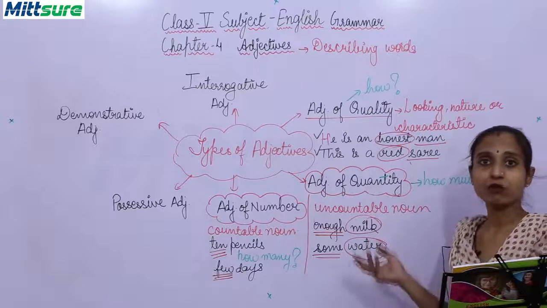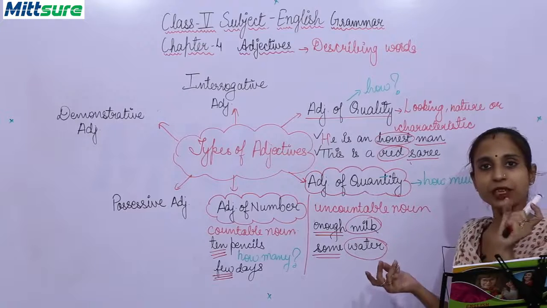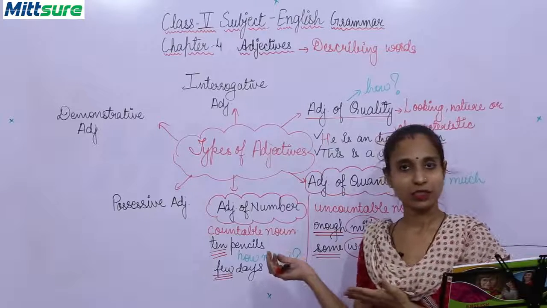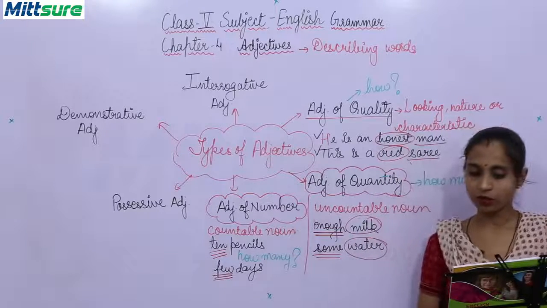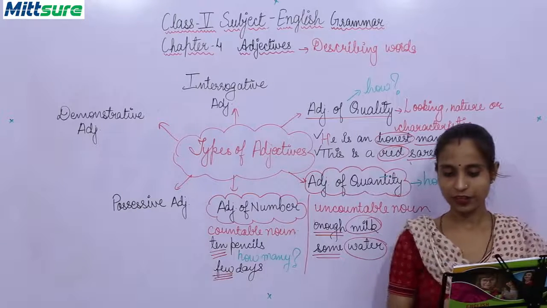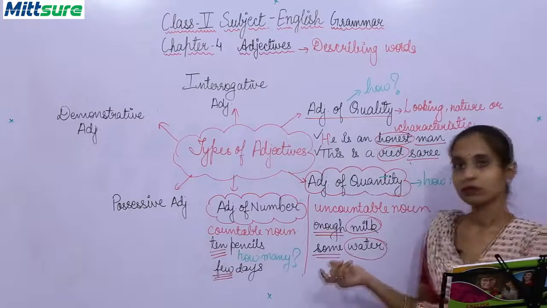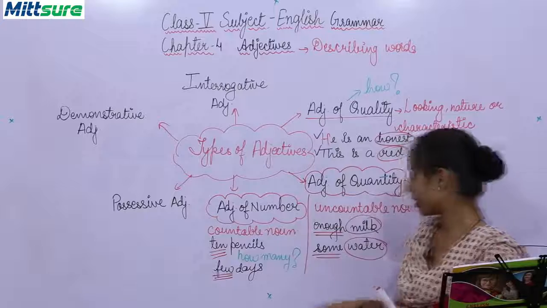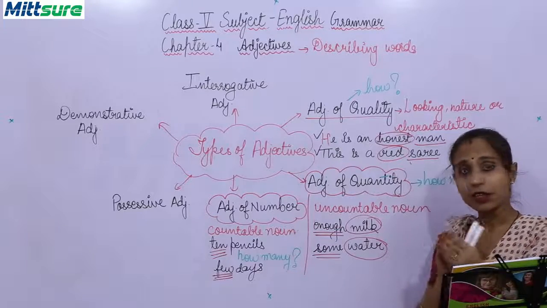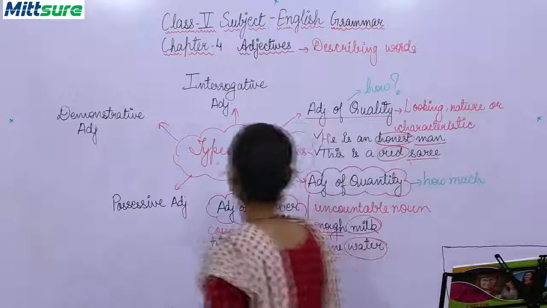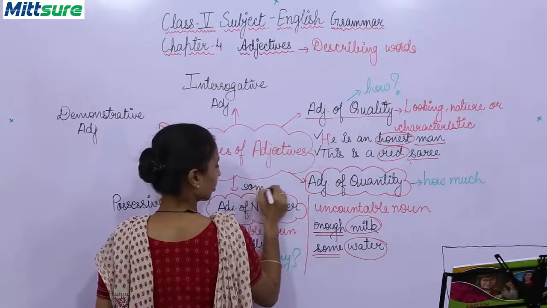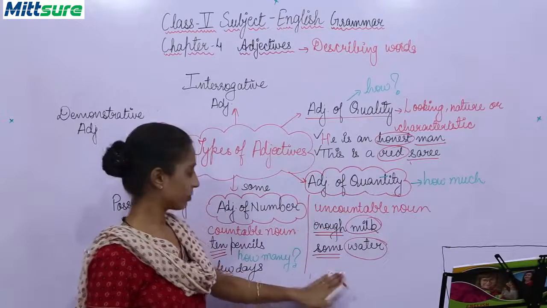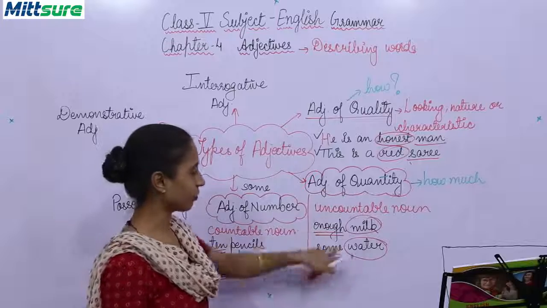Any food. So any will be, food you cannot count, so any will be an adjective of quantity. Here you can say, then adjective of number also is there. Some coins. Coins you can count, 1 coin, 2 coins. So some can also be an adjective of number. Now you will say, ma'am, you have written some under adjective of quantity also. Some. Here some is an adjective of quantity.